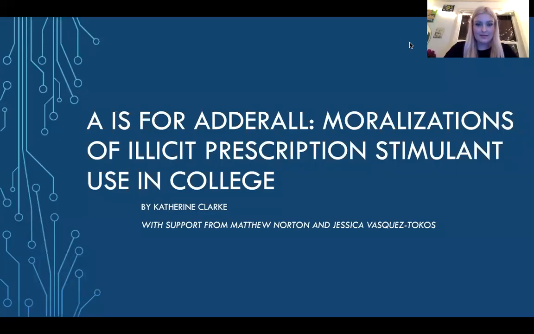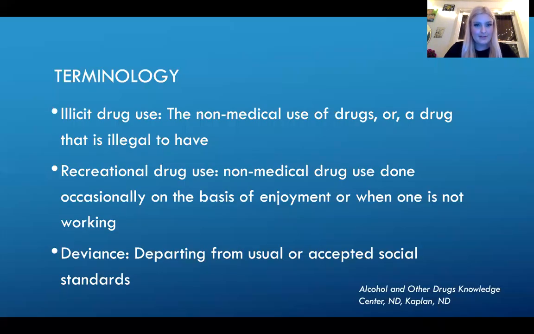Hi, everyone. My name is Katie Clarke, and my research is A is for Adderall, Moralizations of Illicit Prescription Stimulant Use in College. Before we get started, there is some vocab that's pretty frequently used throughout the presentation.